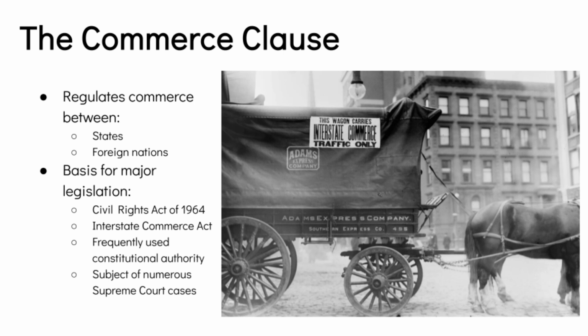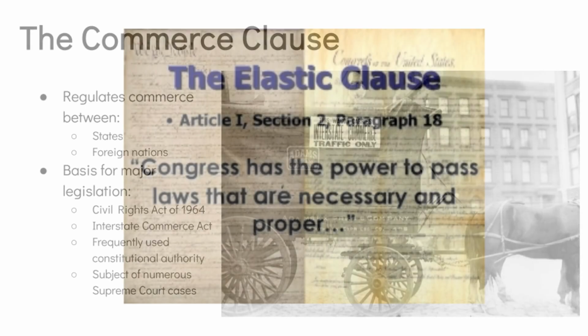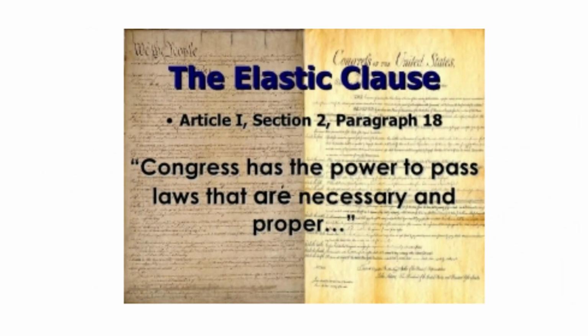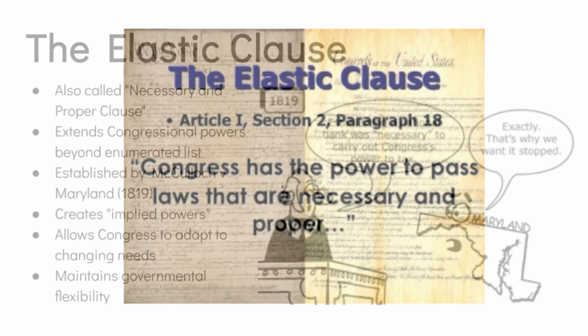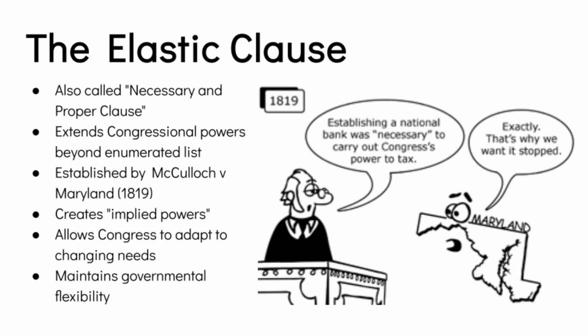The Commerce Clause is an essential part of the U.S. Constitution that allows Congress to regulate commerce between states and with foreign nations. It has formed the basis for key legislation such as the Civil Rights Act of 1964 and the Interstate Commerce Act, underscoring its role in federal authority over economic activities. Maryland in 1819, this clause creates implied powers. These powers enable Congress to respond to the country's evolving needs and to enact laws necessary for fulfilling its defined responsibilities. This flexibility is essential for an effective government, allowing lawmakers to address unforeseen changes.